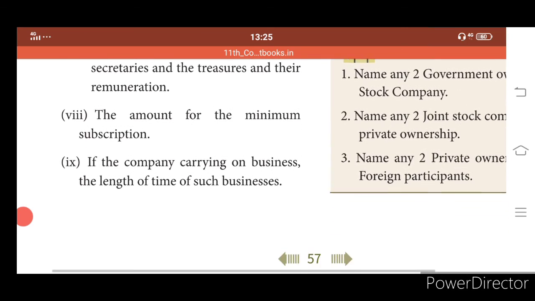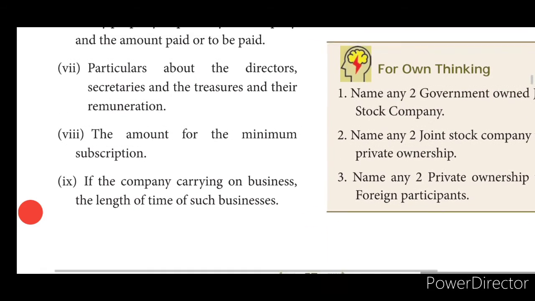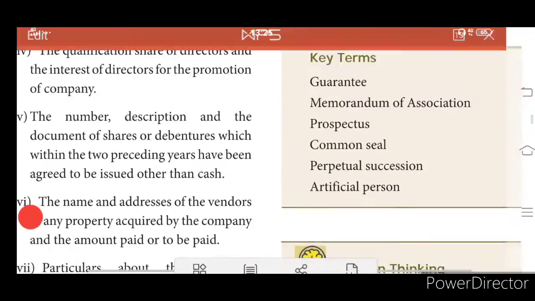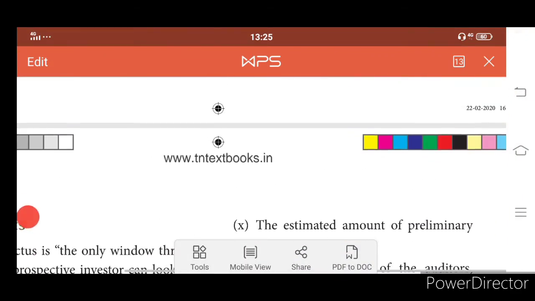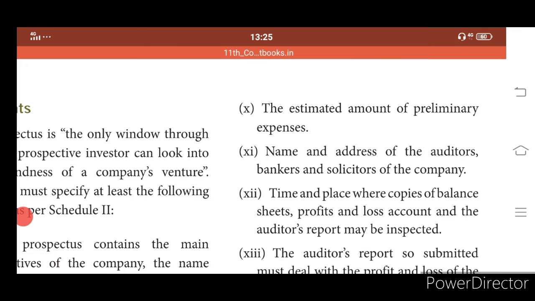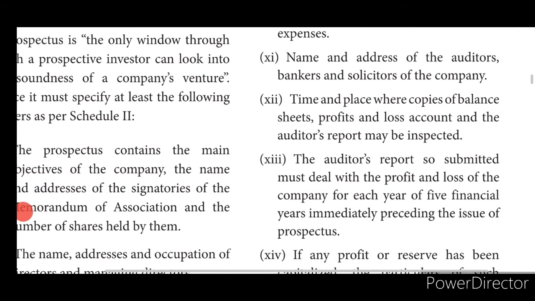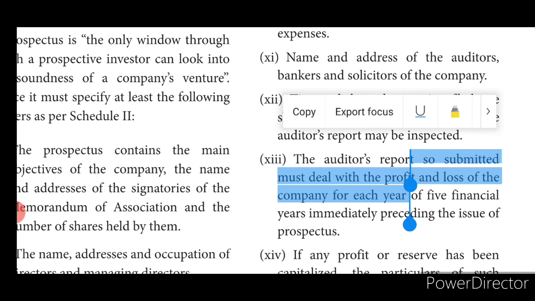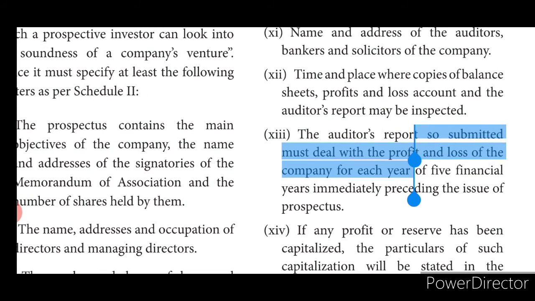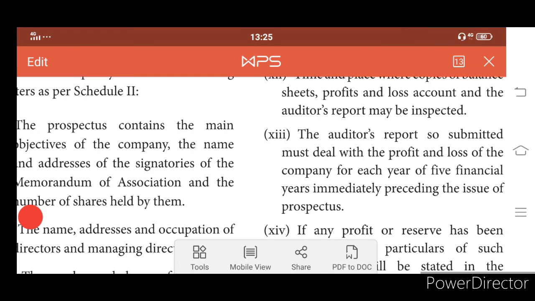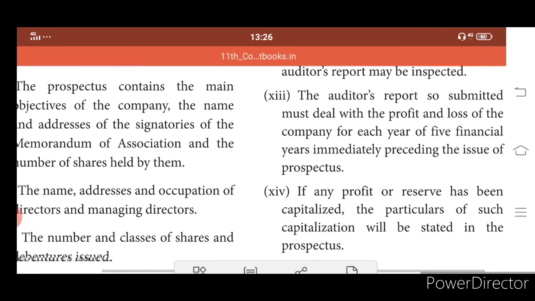Particulars about the directors, secretaries and the treasurers and their remuneration should be there. The amount for the minimum subscription. If a company is carrying on business, the length of the time of such business also should be there. And then the estimated amount of preliminary expenses, name and address of the auditors, bankers and solicitors of the company, time and place where copies of the balance sheets, then profit and loss account and the auditors' reports may be inspected. The auditors' reports so submitted must deal with the profit and loss of the company for each year of 5 financial years immediately preceding the issue of prospectus.